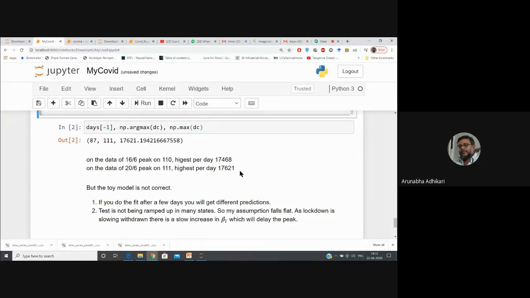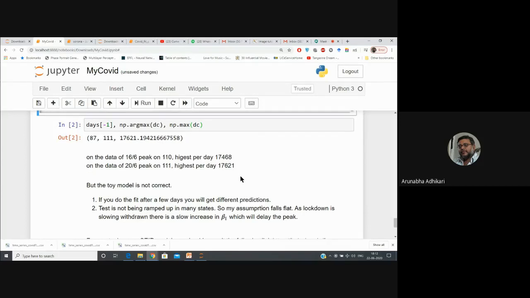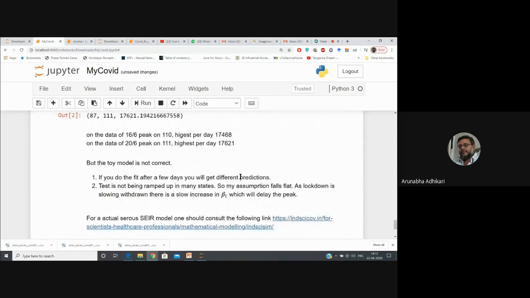It was just fun to amuse myself, or rather scare myself. But this toy model is not correct, because if you do the fit after a few days, you will get different predictions. Secondly, testing is not being ramped up in many states, so my assumption falls flat. And as lockdown is slowly withdrawn, there will be a slow increase in beta 1, which I completely neglected.